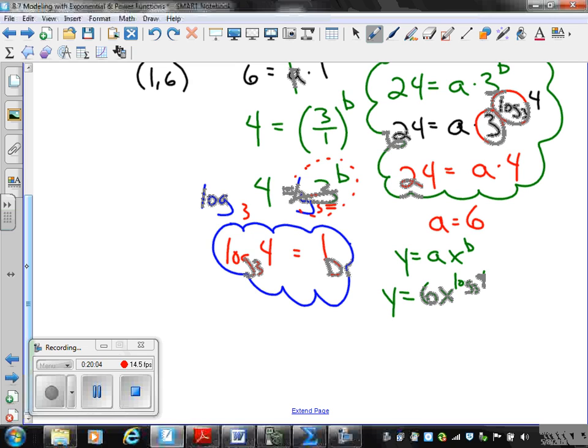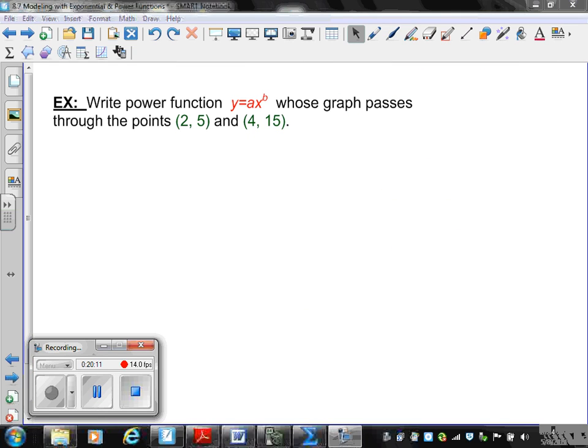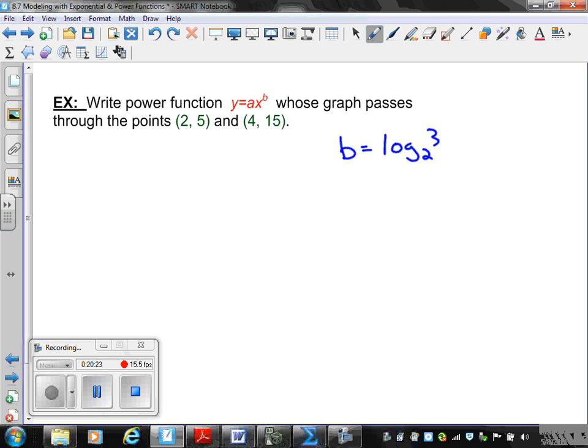Okay, so folks, take a minute here and try this one on your own, and pause it here. I'm going to put up the solutions. Okay, I get that b is going to be log of 3 base 2, and a ends up being 5/3. So that means your function is going to be y equals 5/3 x to the log of 3 base 2. Lovely little solution there. But again, not always pretty. In fact, it can be much worse.